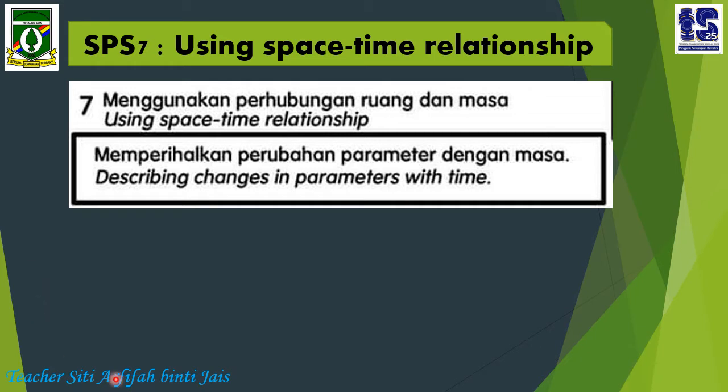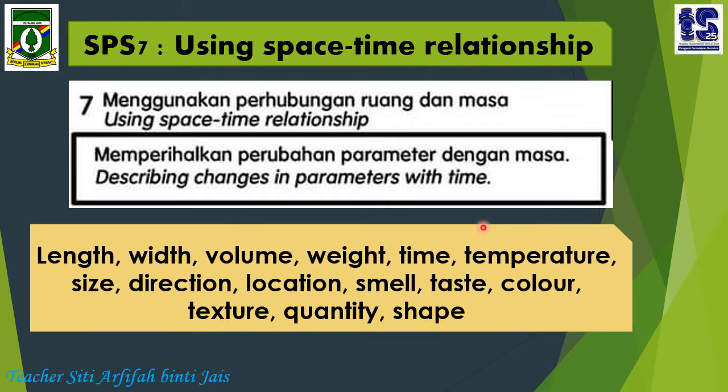Today, we are going to learn about science process skill number 7, using space-time relationship. Using space-time relationship is a skill of describing changes in parameter with time. What are the parameters? Examples are length, width, volume, weight, time, temperature, size, direction, location, smell, taste, color, texture, quantity, shape, and many others.